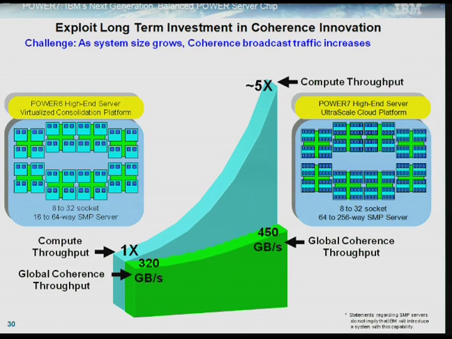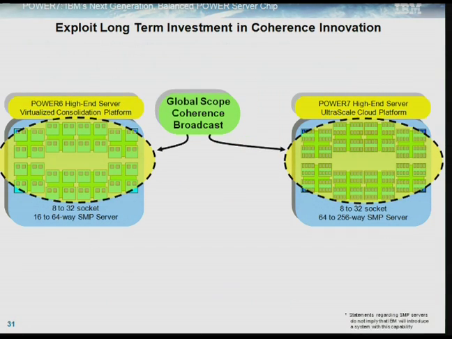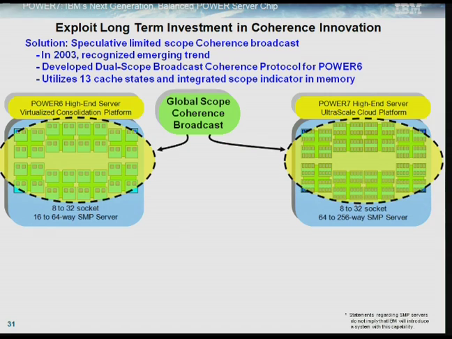But that's obviously not keeping up with the compute throughput. So what that basically says is when you do these global broadcasts, that's about what you're going to be able to get to. Now we noticed that already though back in 2003 actually, before we were even doing Power 6, we said that roughly around the end of the decade we're going to hit this wall.